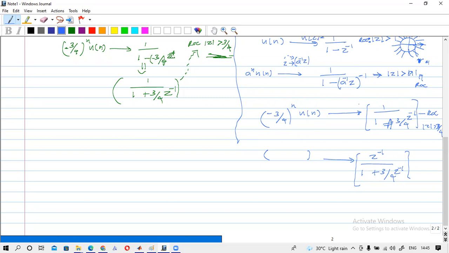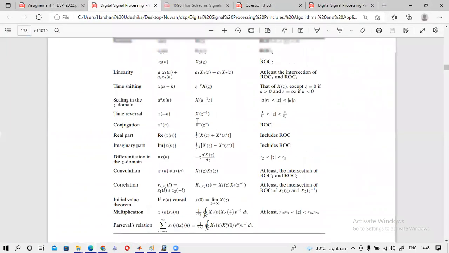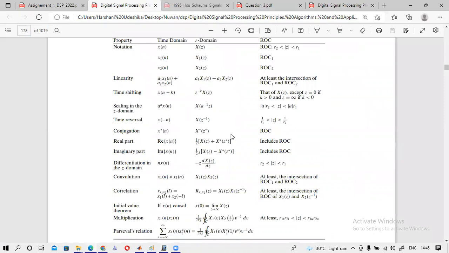So what happened? This term is multiplied by Z minus 1, and I get this one. So which property, if we are using which property, we will have the multiplication? Check this again. In which property do we have a multiplication in Z? We have discussed that property.